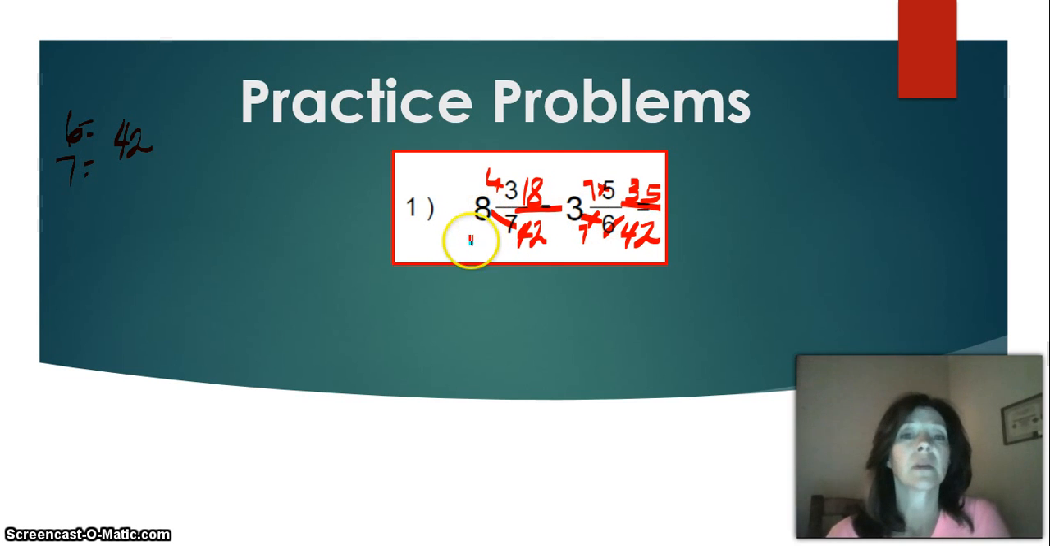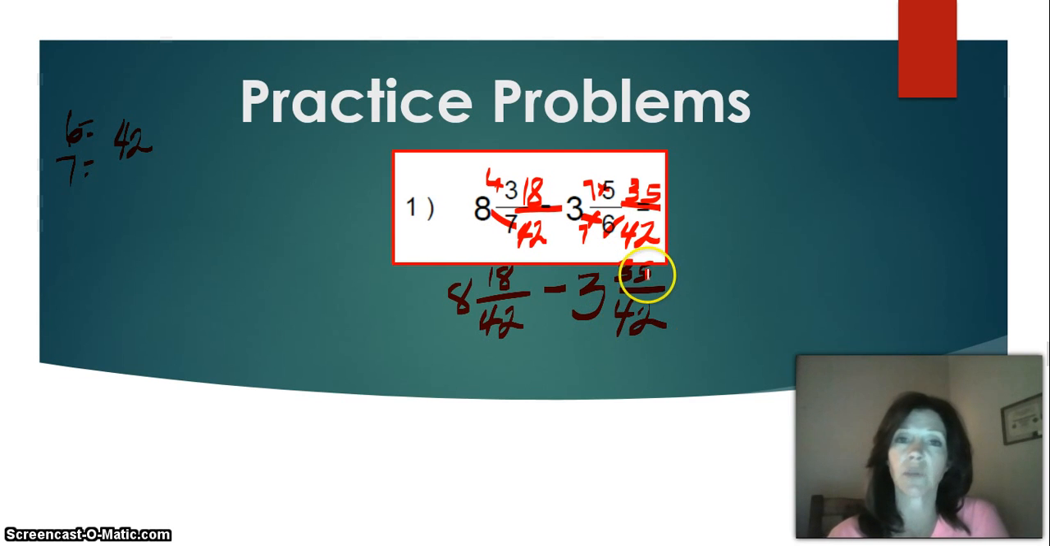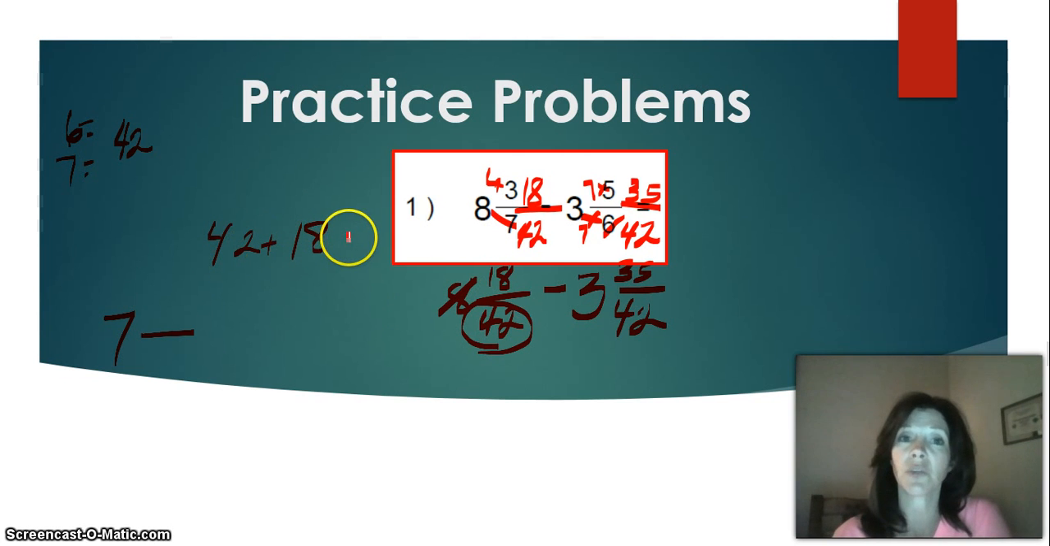So your new problem is 8 and 18/42 minus 3 and 35/42. You cannot subtract 35 from 18, so you're going to have to borrow. Remember, when we borrow 1 whole. So you take 1 away from the 8. This now becomes 7. When you borrow that whole, you borrow the value of the denominator. So we have to add 42 to 18. 42 plus 18 is going to be 60.